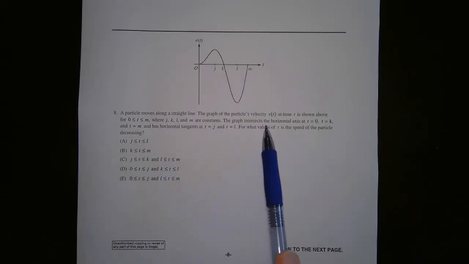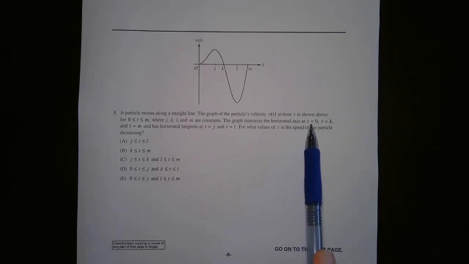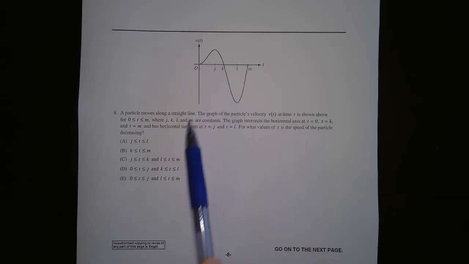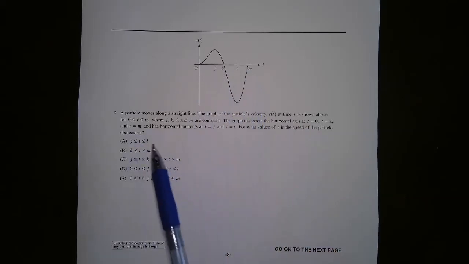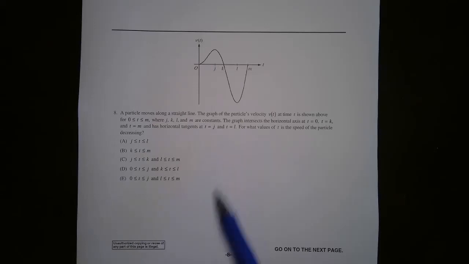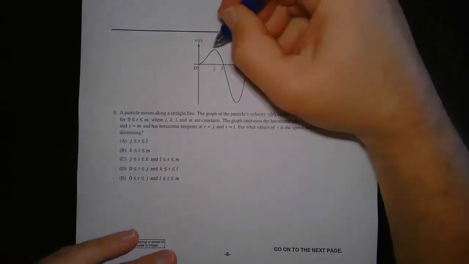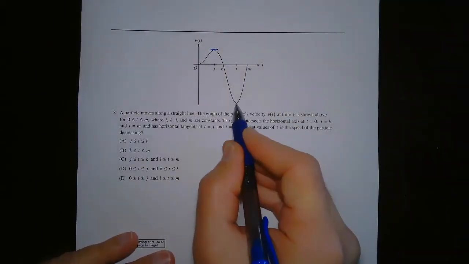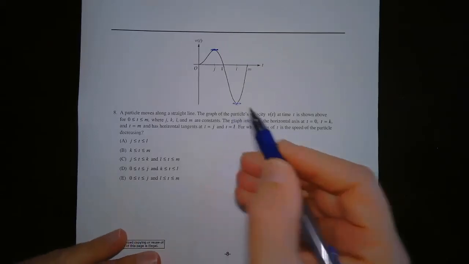The graph intersects the horizontal axis at t equals 0. So it's crossing right there, at t equals k, right there, and t equals m. And it has horizontal tangents at t equals j and t equals l. So we know it's horizontal. There's a horizontal tangent right here, so I would just draw this in, right? We have a horizontal tangent right there, and we also have a horizontal tangent right here at L, okay?